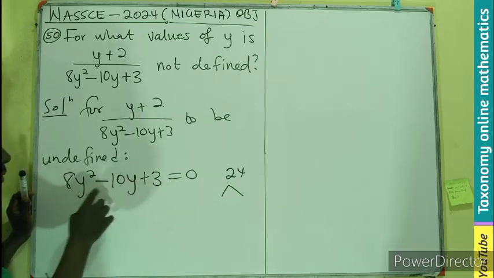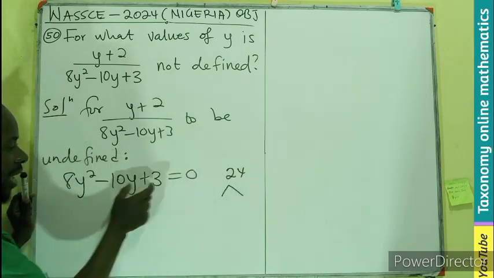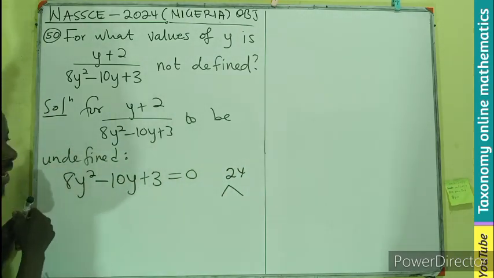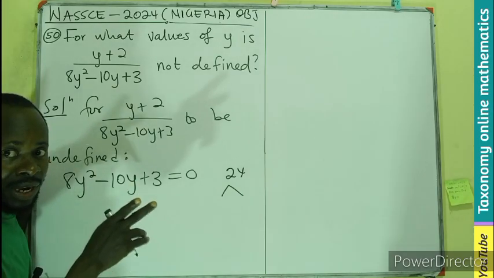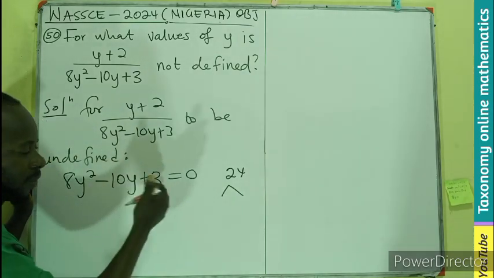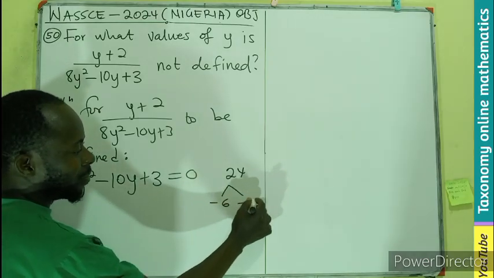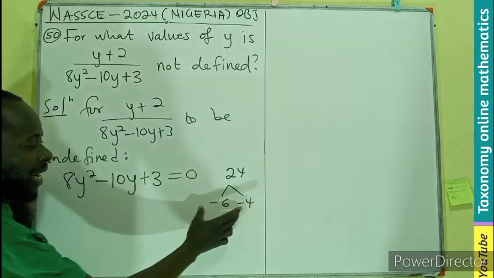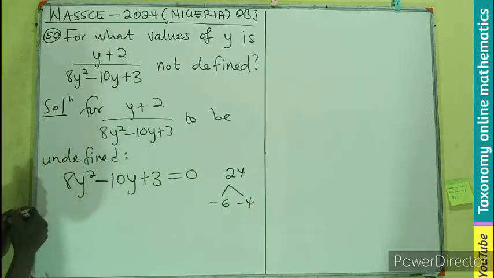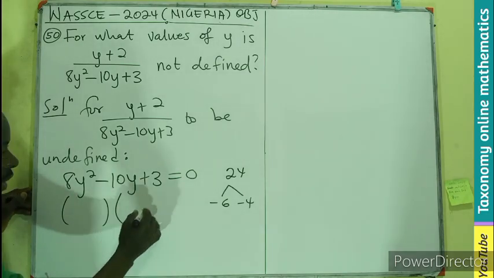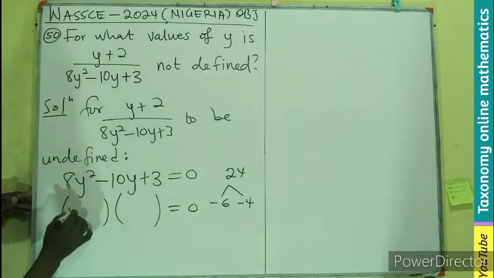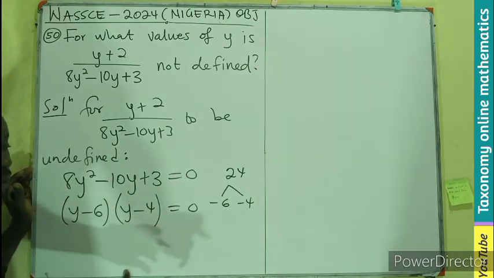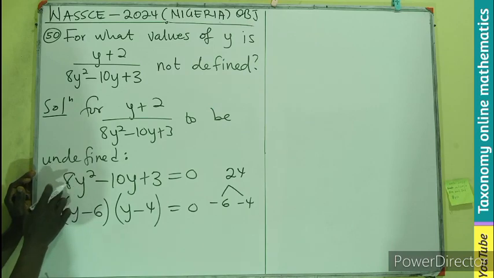Since this multiplication gives us a positive and the middle term is negative, it means the two factors must be negative in order to have the sum. So we can see that −6 and −4, when multiplied, give positive 24, and when added, give negative 10. So we are just going to introduce those two factors, y minus the first factor, y minus the second factor, the way they are. But don't forget, we multiplied by the 8.